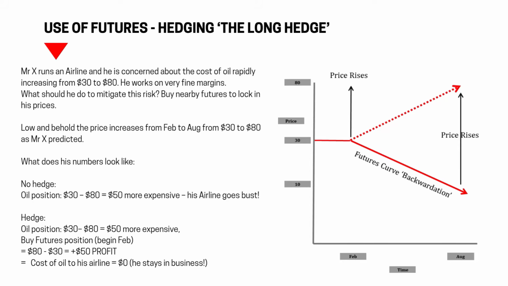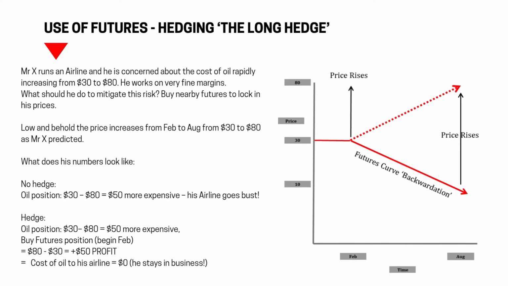And he had a right to be worried, as the oil price went up from $30 to $80 very quickly, which could have put him out of business. But luckily for him, he bought some futures contracts when he had his first suspicion the market was going to rise. But how did that one play out?